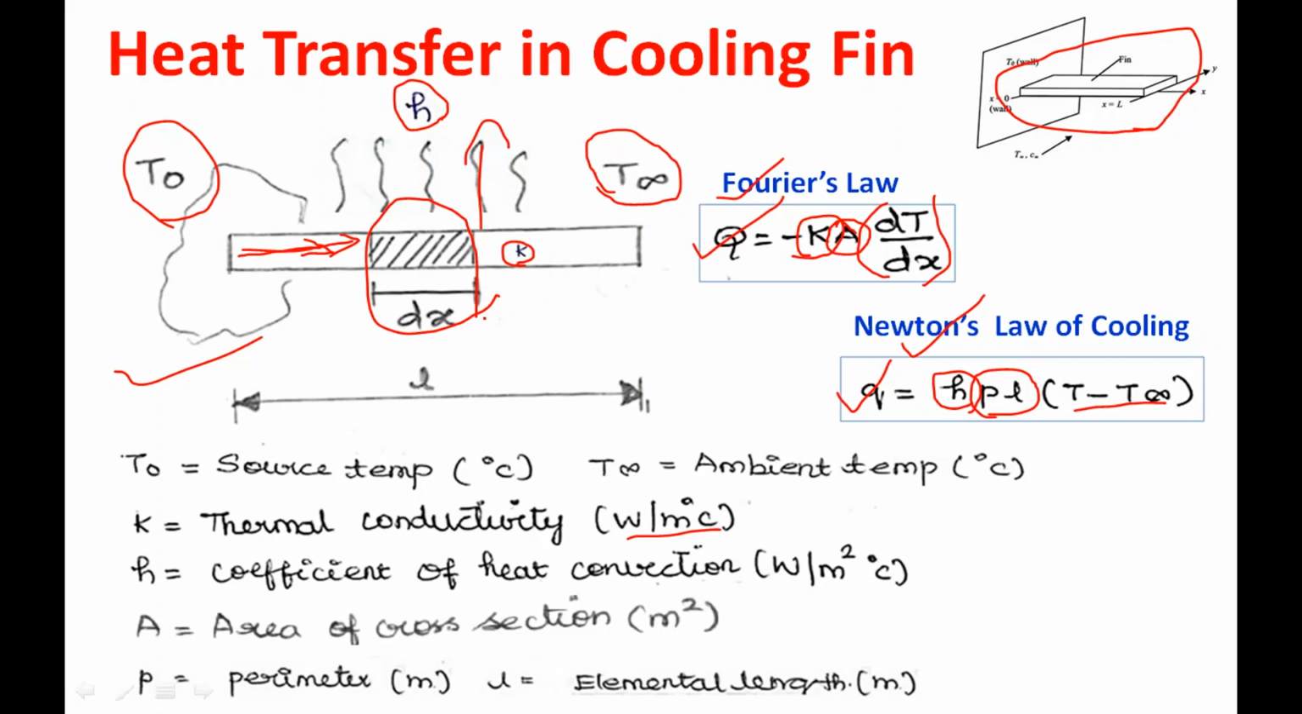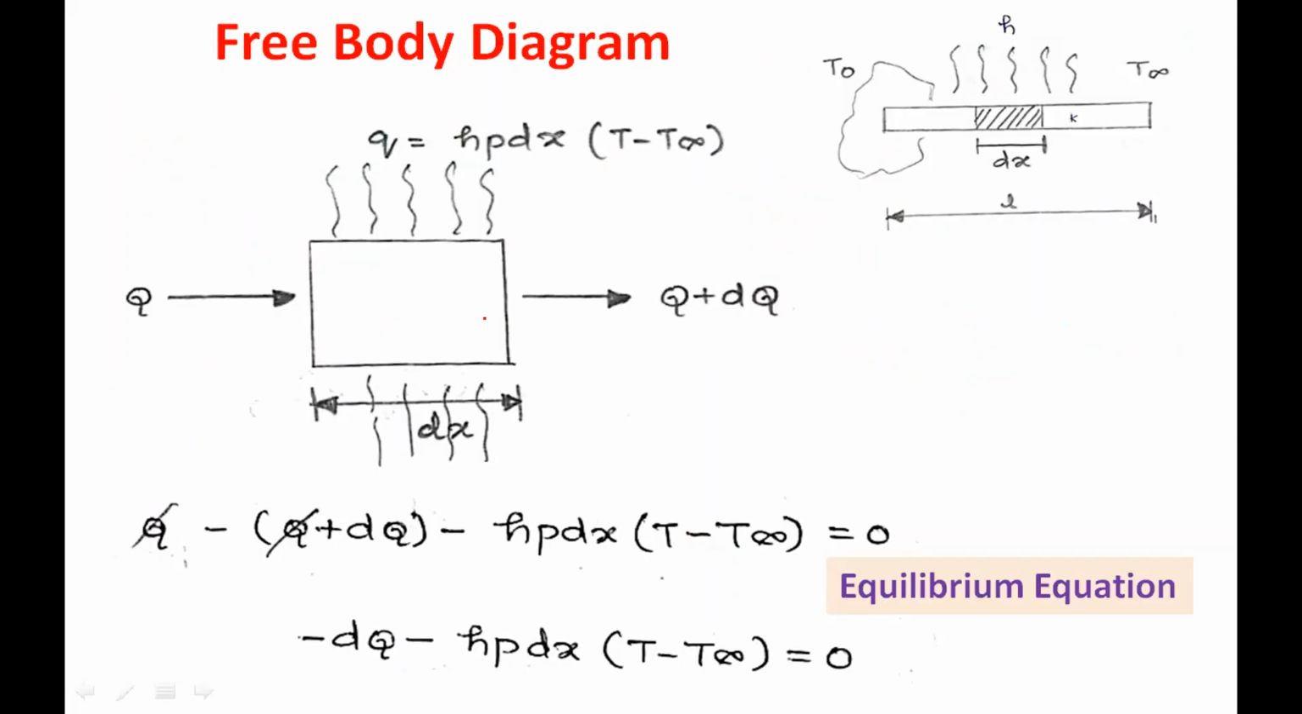Using this, we are going to draw the free body diagram. So this is the free body diagram of the elemental length dx. To this free body, we are applying the amount of heat which is coming towards the body, and the amount of heat dissipated from this body. So heat in, heat out. Let us say heat in is Q and heat out is Q plus dq. After passing through this dx length, some amount of heat is dissipated through conduction, so that is considered as dq.